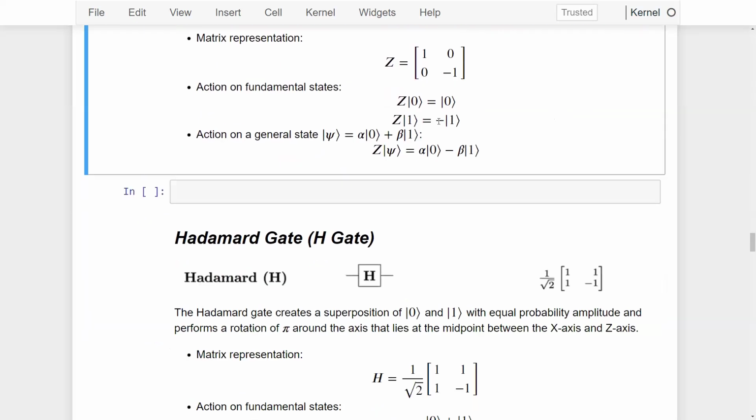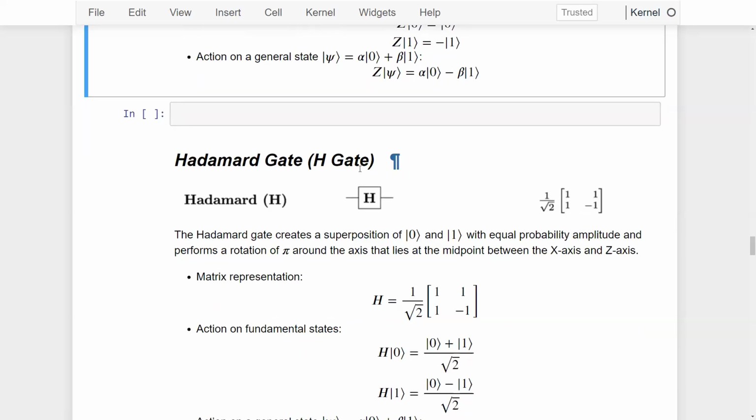And if you were in the state 1, this transformation returns this minus, which doesn't change the probability because the probability is the square of this coefficient, and -1 squared is equal to 1. All right, so this is about the X, Y, and Z gates.